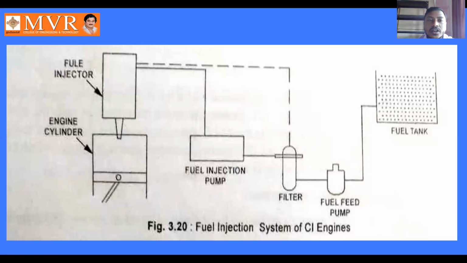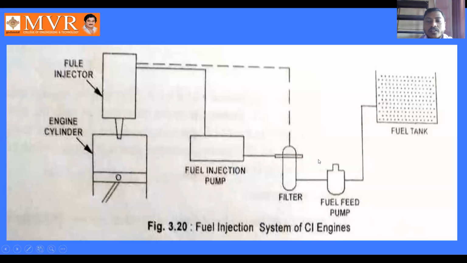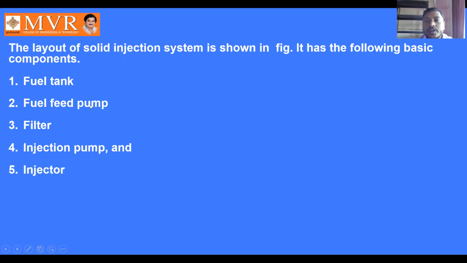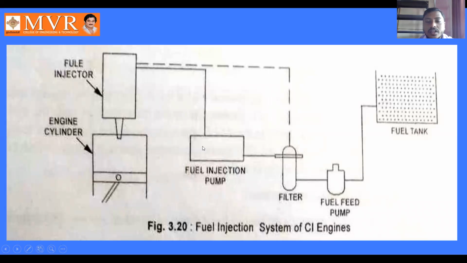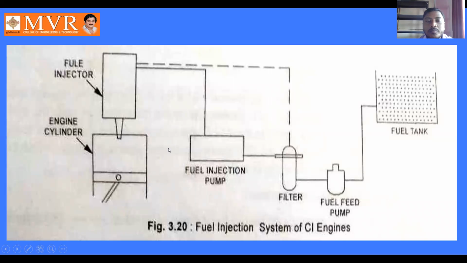See here, we can observe in the diagram that we have the fuel tank, which I mentioned in the components. We need the fuel feed pump here, we are using the filter, the injection pump, and the fuel injector. From the fuel tank, we send the fuel into the fuel feed pump, which feeds the fuel toward the engine cylinder.